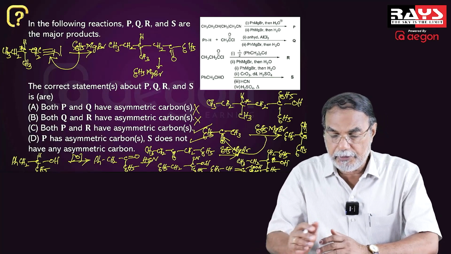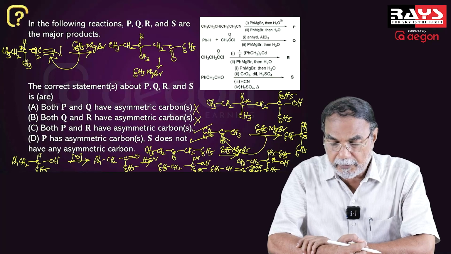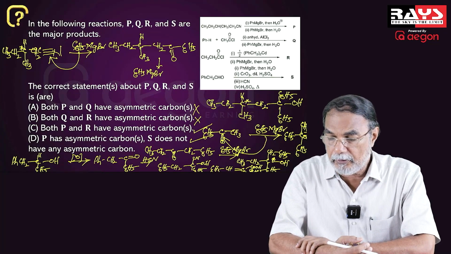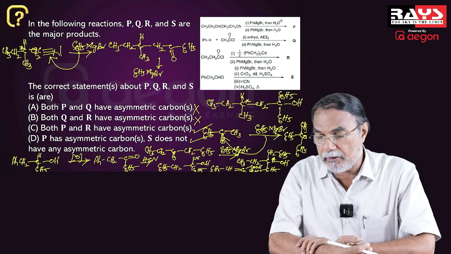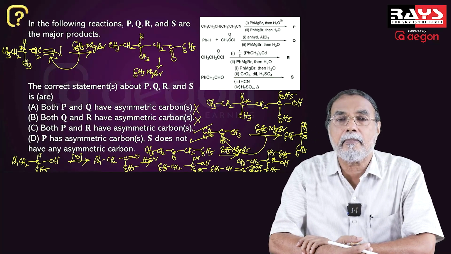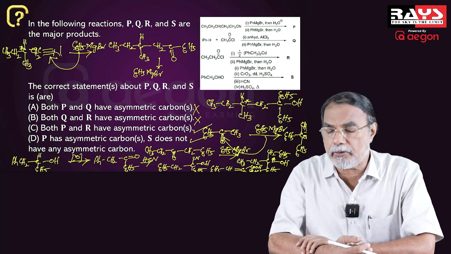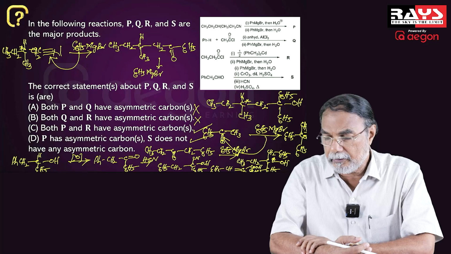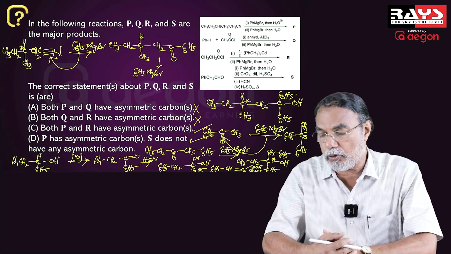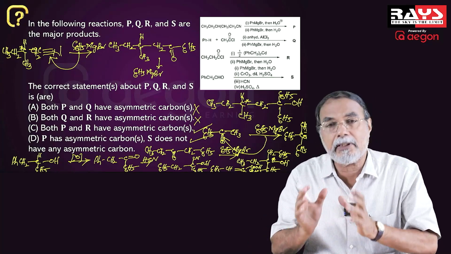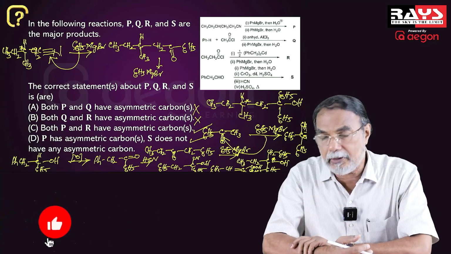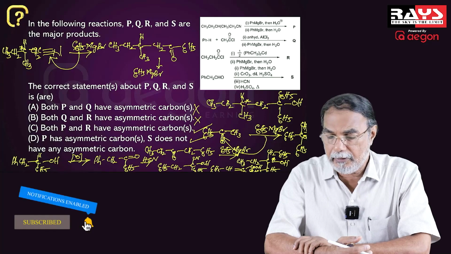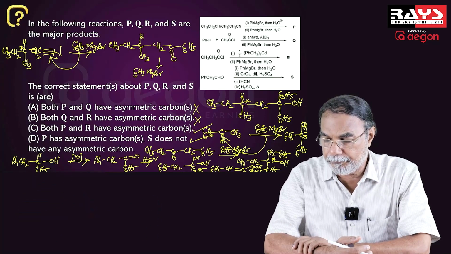So the correct statements are C and D, and the wrong statements are A and B. Of course, the question is basically relating to the addition of Grignard reagent to carbonyl group, but all the reactions given have 2 or 3 steps. So you have to think very fast, then only you will be able to complete answering the question in the stipulated time. Okay?